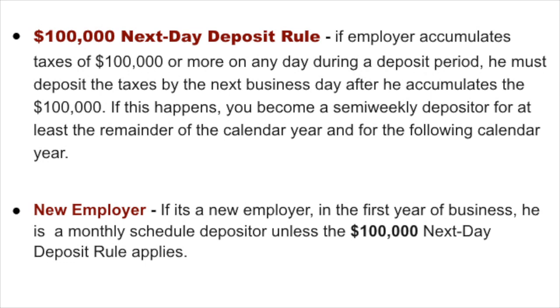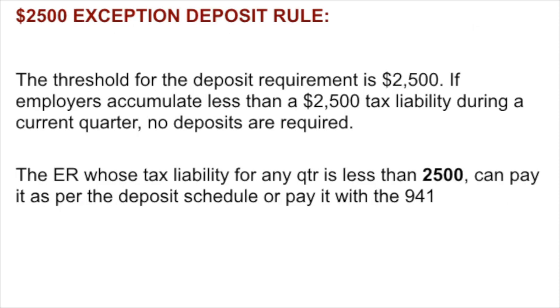For the new employers who do not have the look-back period, they start as monthly depositors, unless the employer has accumulated $100,000 in taxes in any pay period. Then he will become semi-weekly depositor for the rest of the year. Now the employers whose tax liability for any quarter is less than $2,500, they have the option to pay as per their deposit rule, or they can pay it with the Form 941.